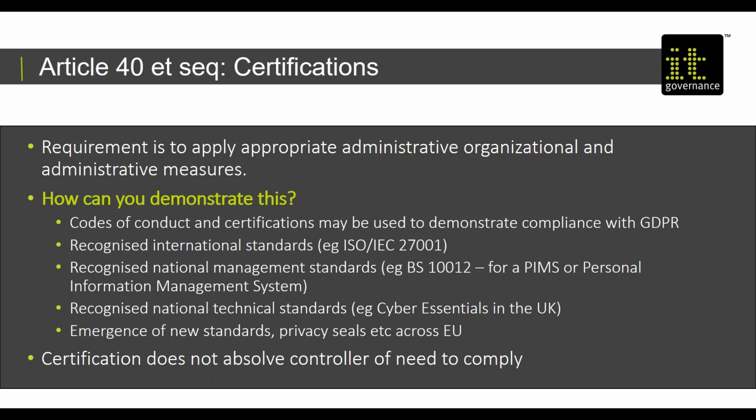I've touched on the idea of certifications before. They're a practical way for organizations to demonstrate that you've taken appropriate steps to meet your compliance obligations. GDPR specifically allows for certifications like ISO 27001 to become standards which demonstrate that, because there's an external audit, you've taken appropriate steps to meet your GDPR compliance requirements. Codes of conduct, BS 10012 is a standard for personal information systems, but there will certainly be the emergence of new privacy seals and standards across the European Union in the years to come, and organizations should keep an eye out for those to see how they can help you demonstrate compliance.